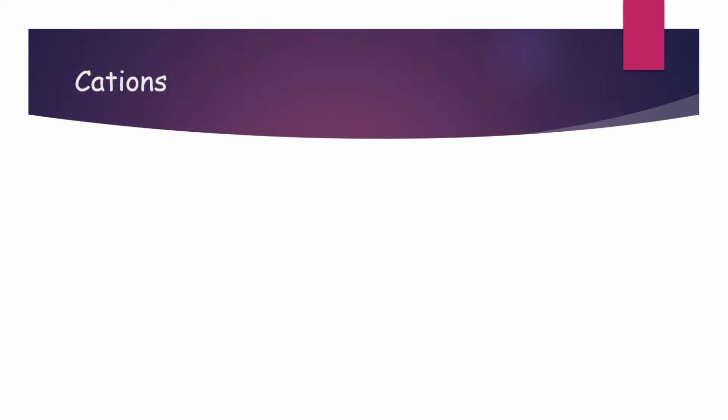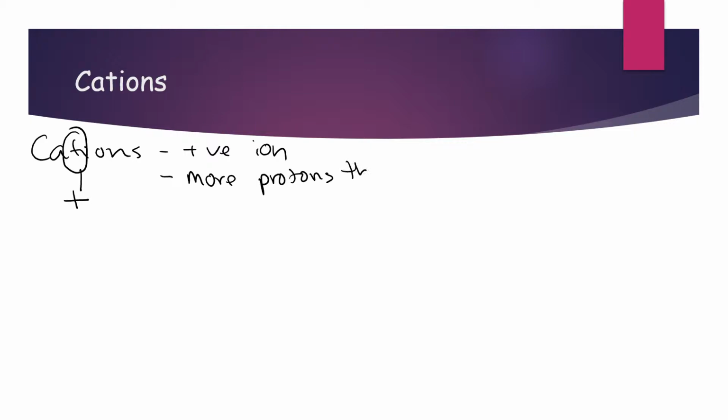So let's start by looking at cations. Cations are positive ions, and it's all in the name. If you look at the word cation, it contains a positive sign to remind you that it's a positive charge. This means that you have more protons than electrons. So let's look at how a cation forms.